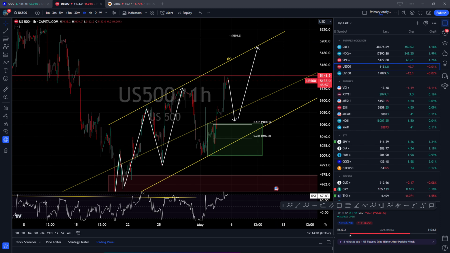Let me just pull up the data. PPI is Tuesday, and I think CPI is Wednesday. Let's just pull the economic calendar here. That's Friday. So PPI is Tuesday, and CPI is Wednesday next week, right?